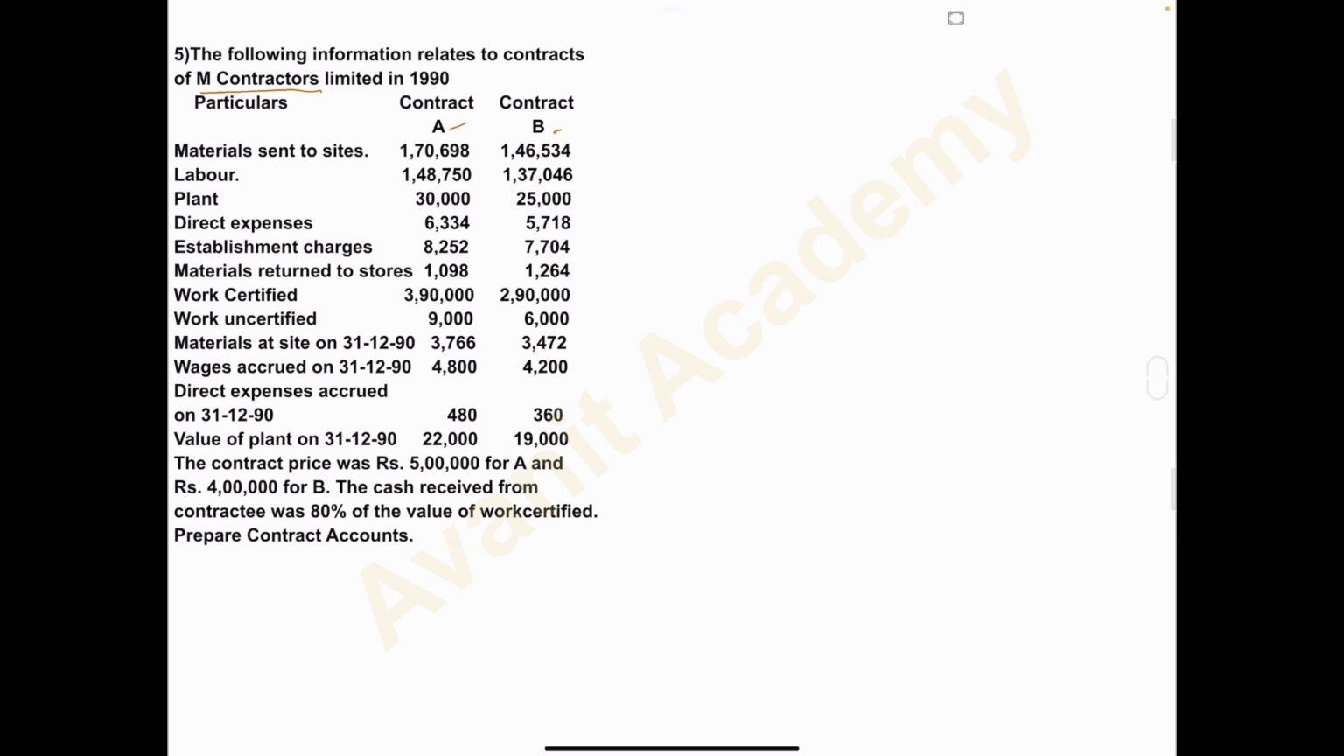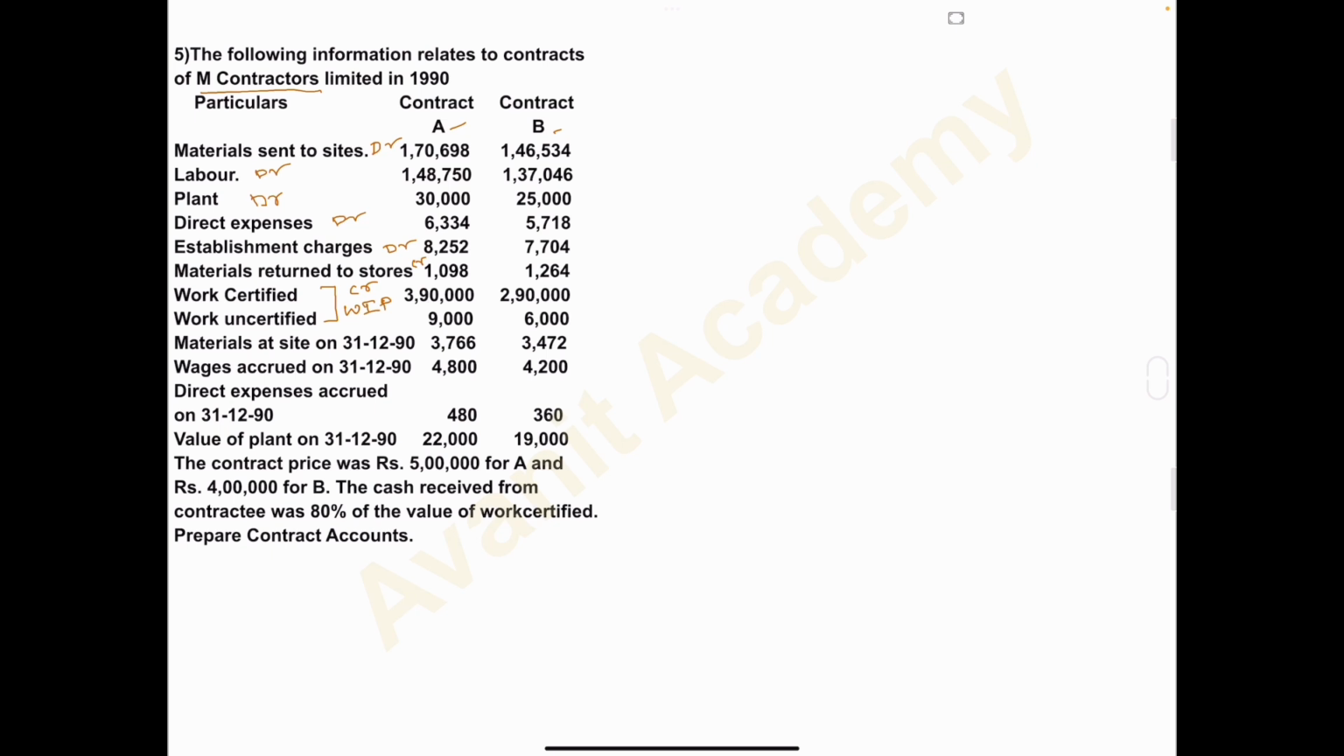The following information relates to contracts of M Contractors Limited in 1990. Particulars: Contract A, Contract B. Material sent to site, it is to be debited. Labor, debit side we have to take. Plant, on debit side of the contract account. Direct expenses, debit side. Establishment charges, debit. Material returned to store, it is to be credited. Work certified, work uncertified. Where we will take this item? In credit side under the head work in progress.